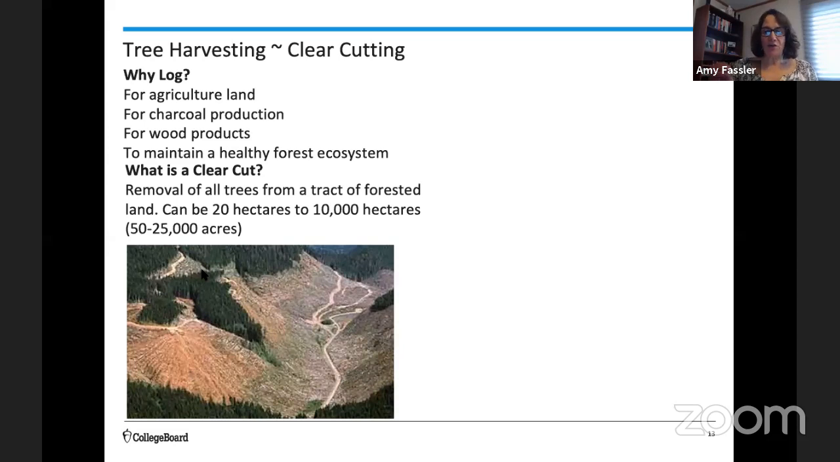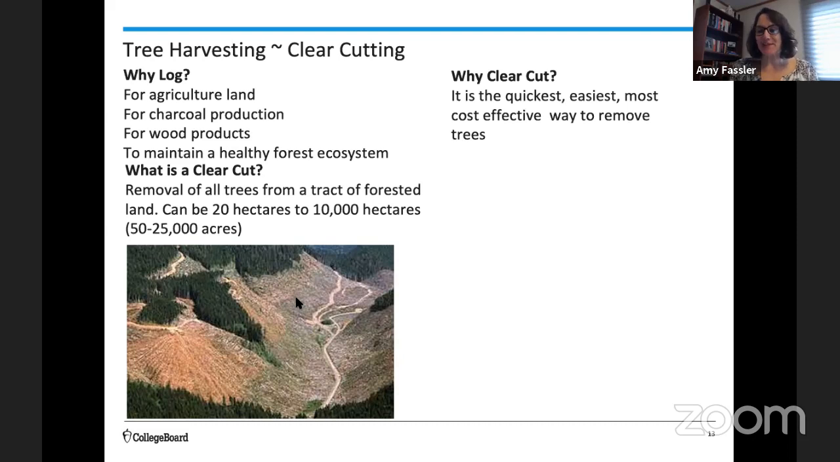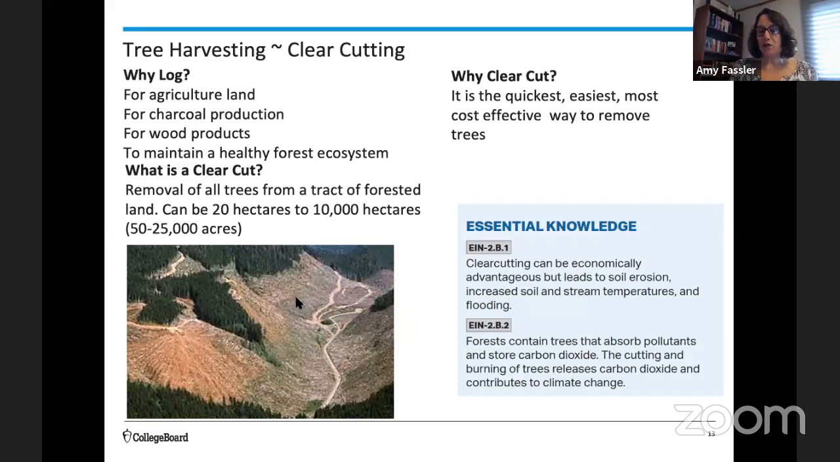We're really going to focus on the negative impacts of these very large clear cuts. This is not a logging operation where somebody is manually going in with a chainsaw and cutting down individual trees. That might happen in a small clear cut. This is where very large logging equipment goes through at a very large scale, removing all those trees very quickly. That's the reason that we clear cut. It's quick, it's easy, and it's certainly the most cost-effective way of removing trees. So we're going to spend a little bit of time looking at some of the other advantages and disadvantages of the way that we remove trees.